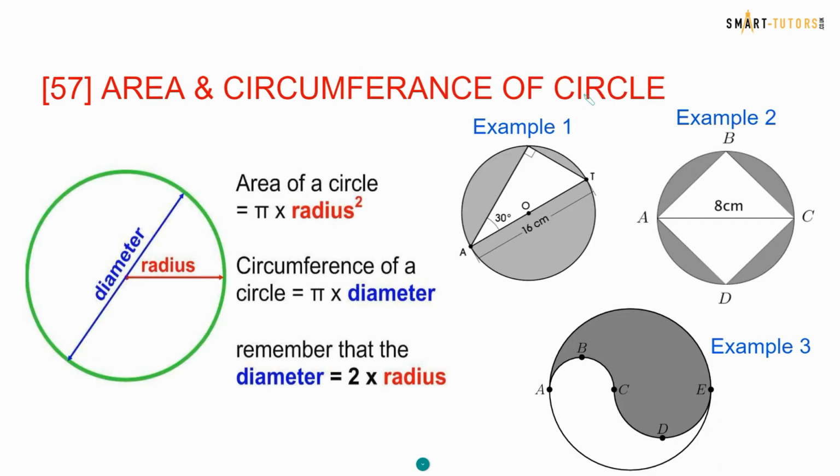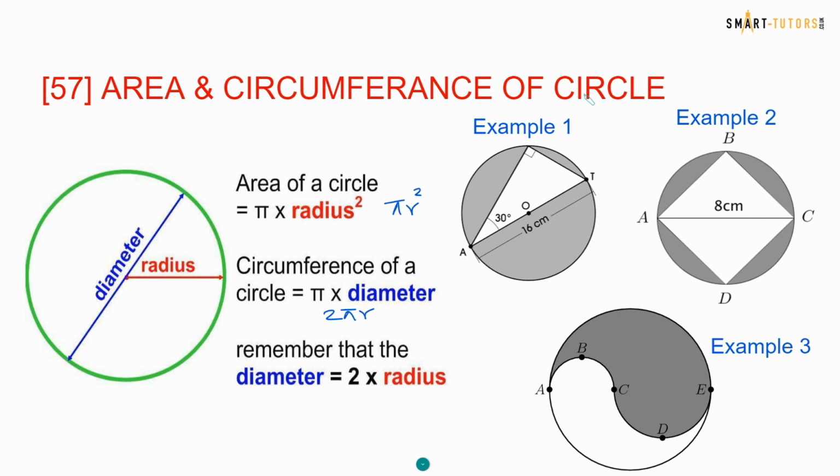Topic 57, area and circumference of circle. You must be familiar with this equation. Area of a circle is pi r squared, and circumference of a circle is pi d or 2 pi r. Diameter is 2 times of radius.